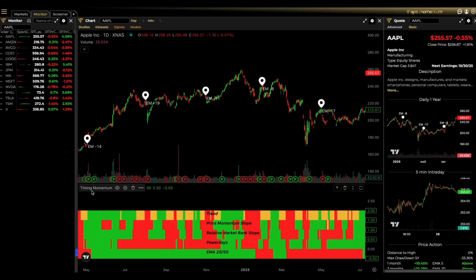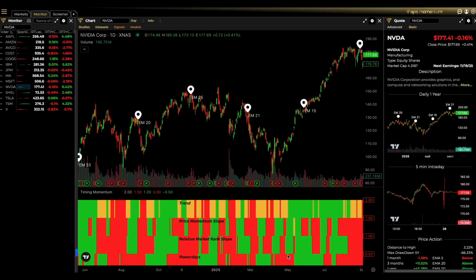Today we're going to explore timing momentum, a powerful tool that brings together several signals into one simple visual. At a glance, you get a clear view of the direction. Timing momentum is built on 5 key indicators. Let us start by looking at the first component, the trend indicator.